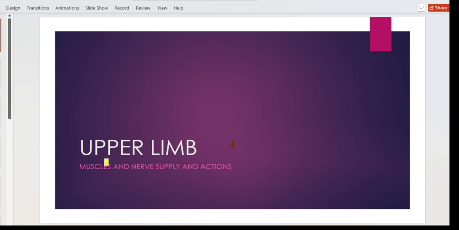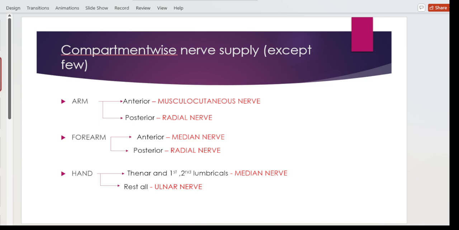So let's start with the most basic and must-know stuff, that is upper limb muscles, nerve supply and actions. Okay, so let's have an overview of all the nerve supply of a particular region, and with a few exceptions we will discuss it one by one in each section, but here it is the overview. Okay, so first start with arm.